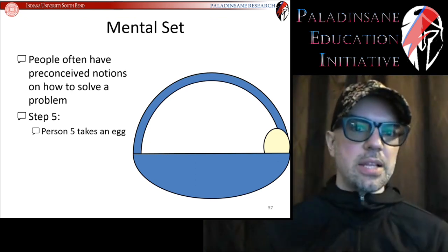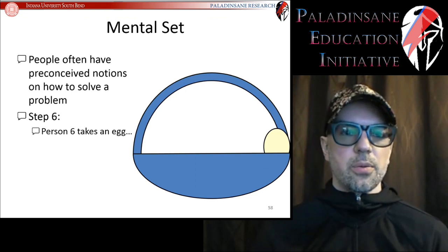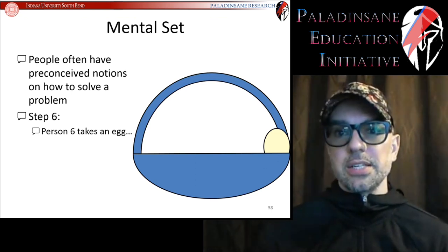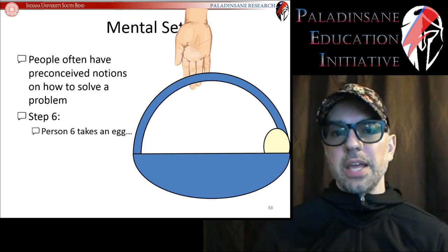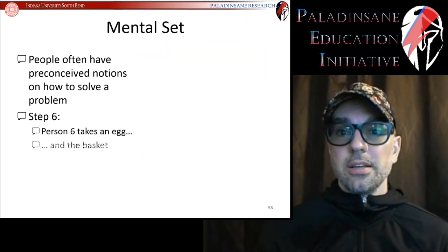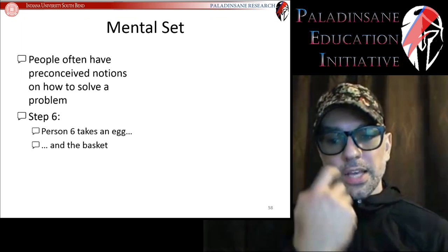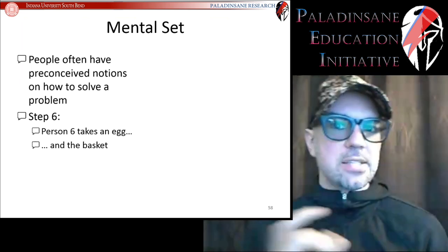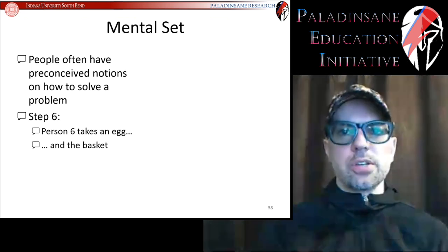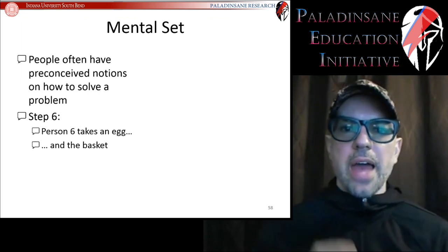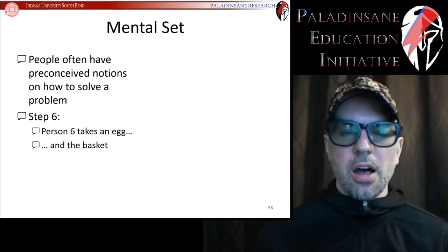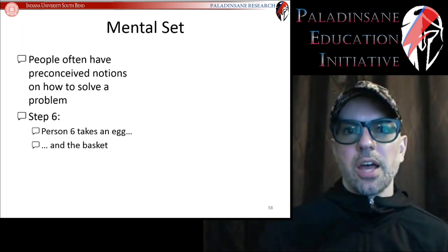And it's only by breaking that mental set that we can realize that person number 6 can take an egg if they end up taking the egg and the entire basket, right? So there's still an egg in the basket. Everybody has an egg. It's just that the solution for the last step was unlike the solution for the first 5. And that makes it difficult to solve because of this idea of a mental set.